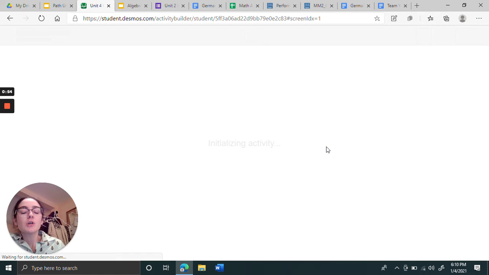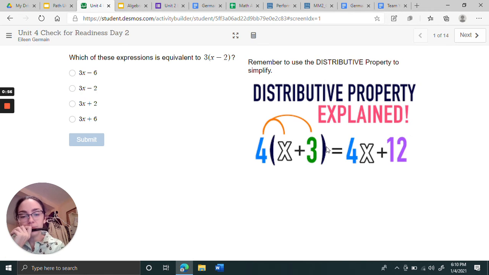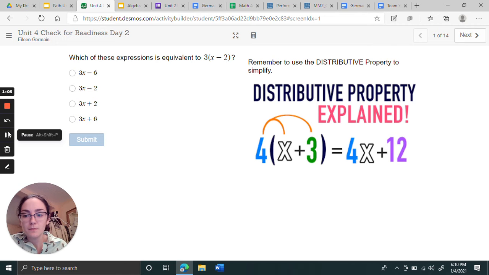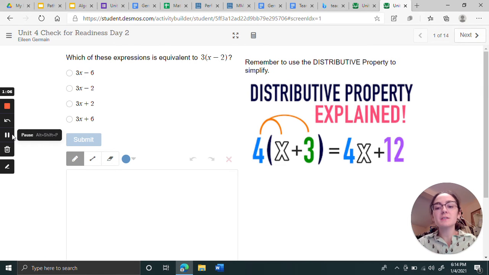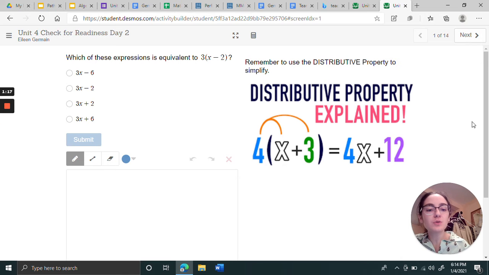Once we get inside, it says which of these expressions is equivalent to 3 parentheses x minus 2. We know that when we're looking at this, we have this example right here. It says we're going to use the distributive property.